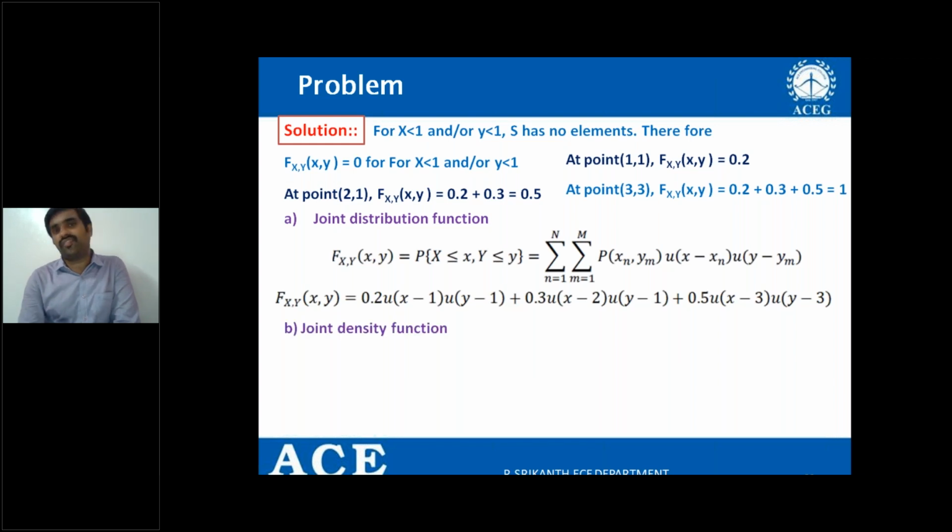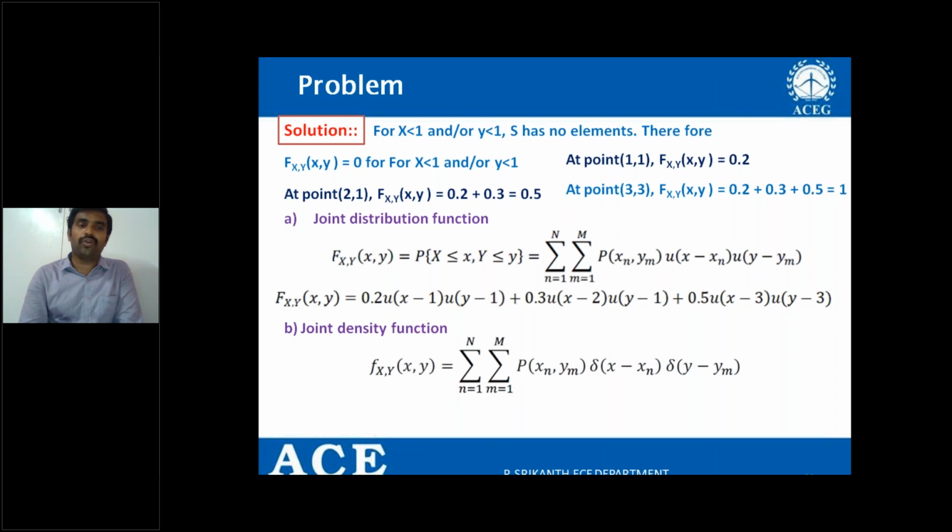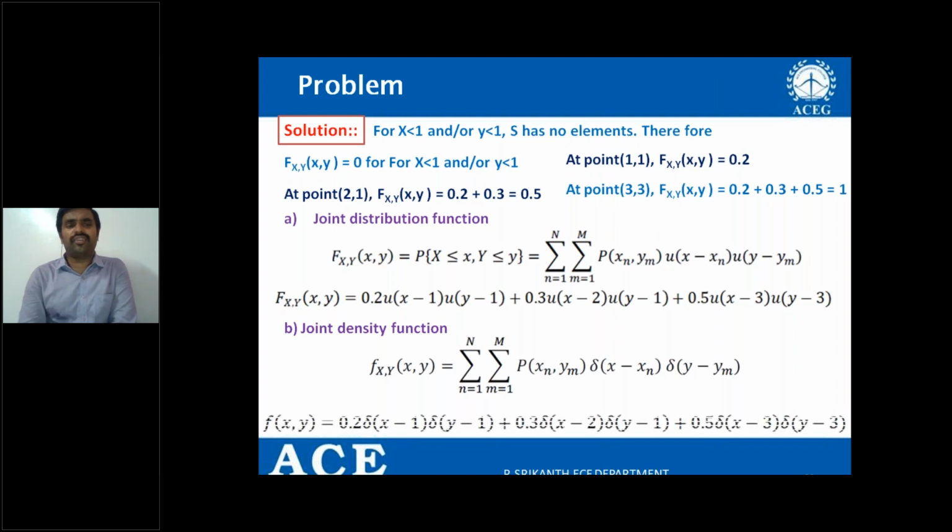Can you write a density function? What is the difference between these two? For the discrete random variable, here we are taking unit step functions. In the density functions, we need to take only unit impulse function. Therefore, the density function equals summation from n equal to 1 to n and m equal to 1 to m, p of xn comma ym, joint probability, into unit impulse del of x minus xn into del of y minus ym. Right? So how do you write this one?